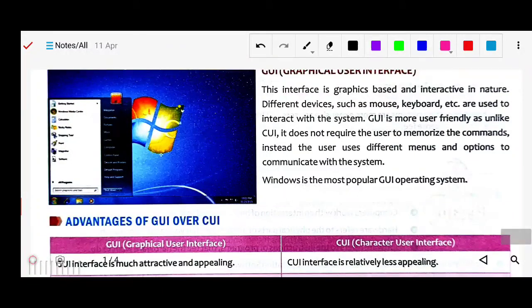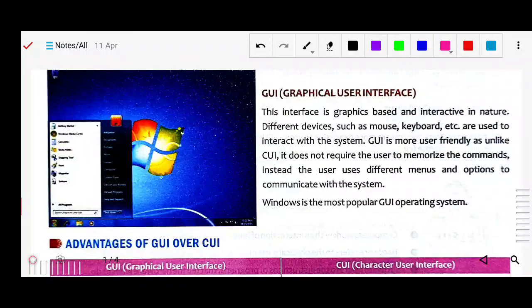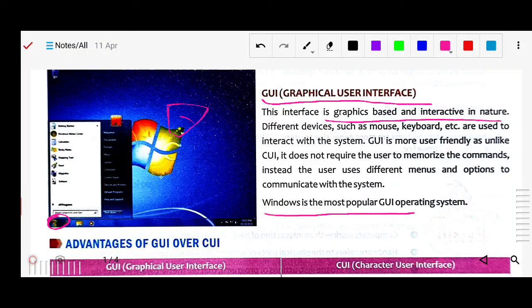Then after it comes GUI, graphical user interface, which we are using. Here it was a graphical based interactive nature. Different devices such as mouse, keyboard, etc. are used to interact with the system. GUI is more user friendly compared to CUI. Here there are graphics like start button, close, minimize, icons. Simply you click on My Computer, Recycle Bin. So it is quite easy and user friendly. Windows is the most popular GUI operating system.